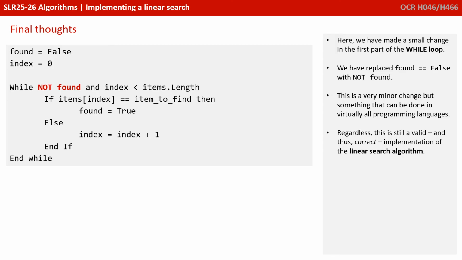So here we've made a small change in the first part of the while loop. We've replaced found equals false with not found. Now this is a very minor change, but something which can be done in virtually all programming languages. Regardless, this is still a valid and thus correct implementation of the linear search algorithm.